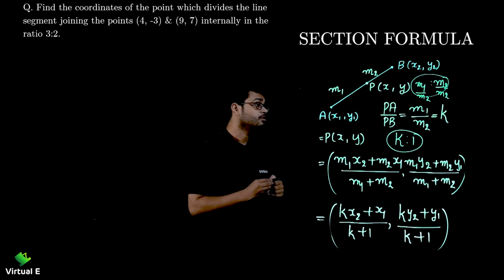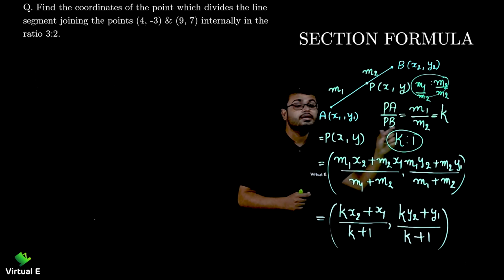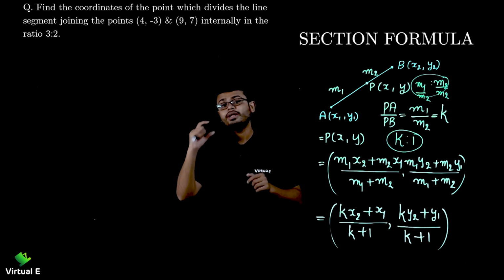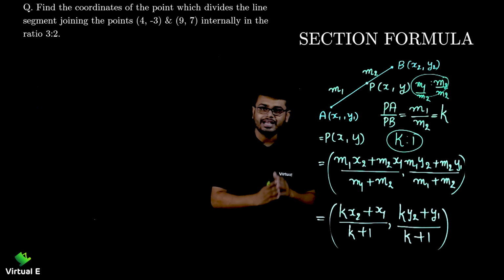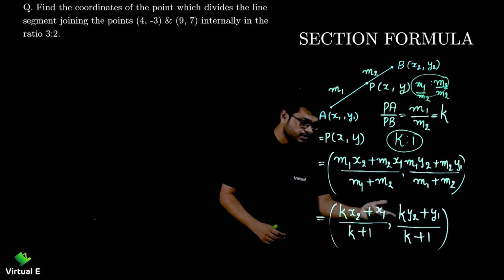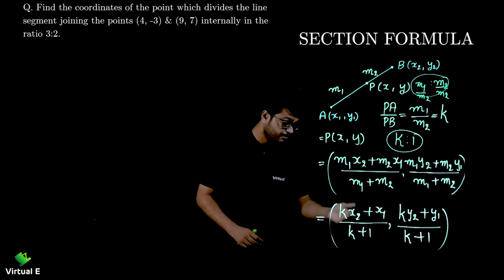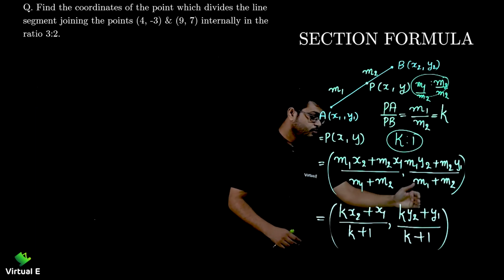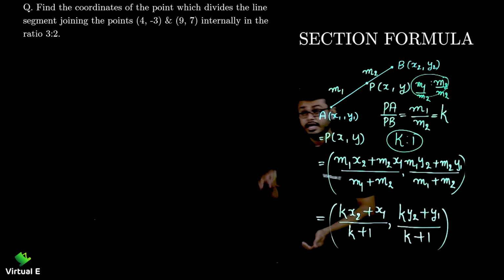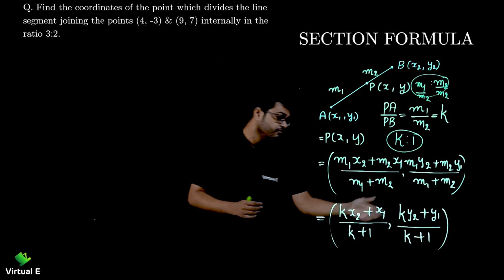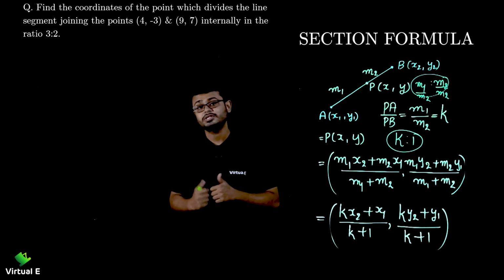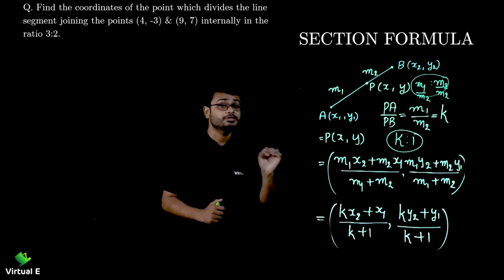Let's say, here you don't write 2 and 3 separately, but you write 2 and 3 in the fraction form. Remember, the formula for that is (k x2 + x1) divided by (k + 1), (k y2 + y1) divided by (k + 1). If you are very fluent with the fractions, you can go with this second formula. You are going to get the correct answer as far as your calculations are correct.